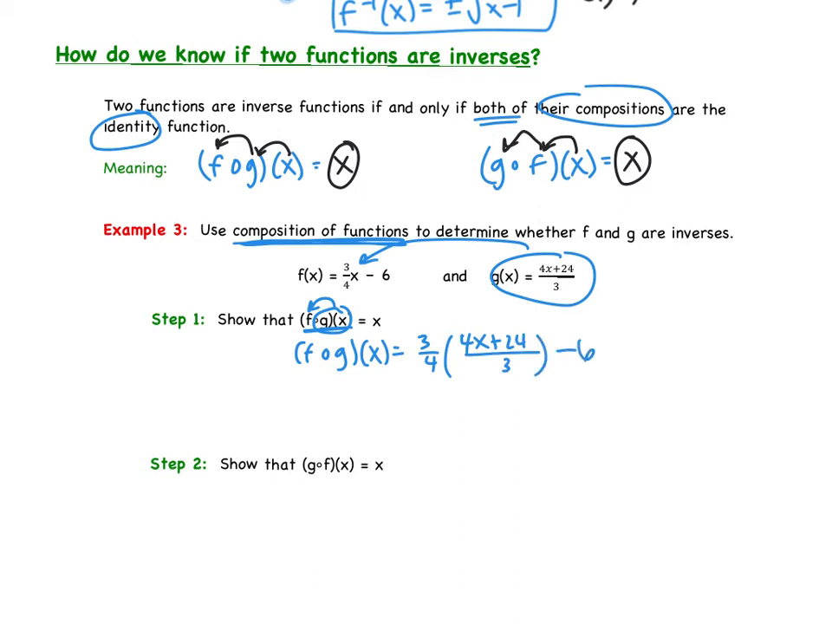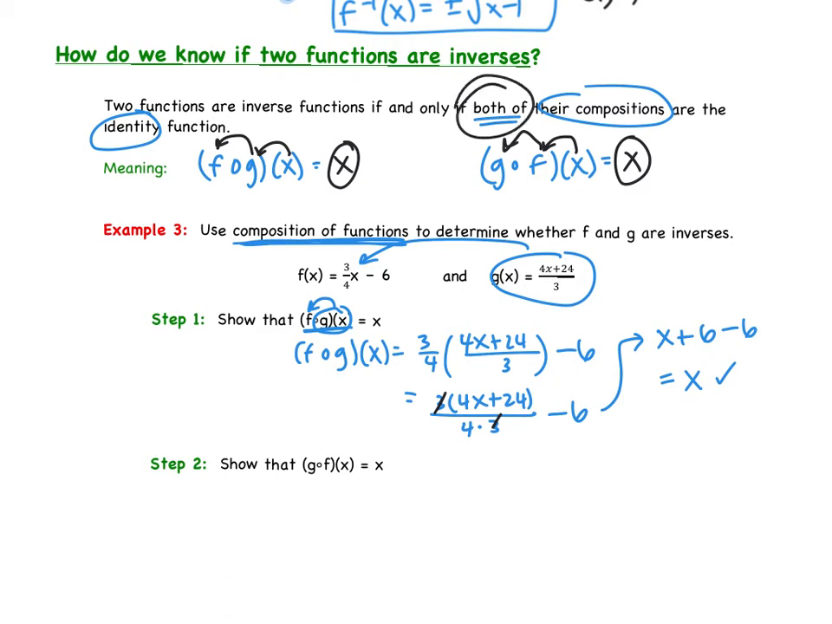We're going to have to do some simplifying here. So we're going to multiply those numerators. We have 3 times 4x plus 24, over 4 times 3. I'm not actually going to multiply them because look what I can do. Those 3's will divide out. So what I end up with is 4x plus 24 divided by 4. So 4x divided by 4 is x. 24 divided by 4 is 6. So I get x plus 6. That's a good start. That does not mean that these two functions are inverses. We're not done yet, though.